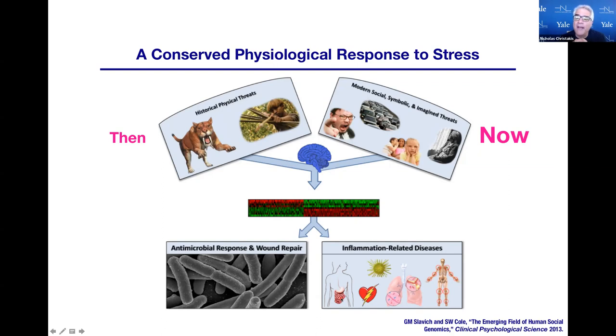So social, symbolic, or imagined threats occurring in the contemporary social environment activate, in other words, it's a misfire, these ancient pathways that evolved for different sorts of threats. And because this system can be activated even by imagined social threats, in the absence of an actual physical threat, you can get chronic activation of this system. And this can promote the development of several inflammation-related conditions, including cardiovascular disease, depression, neurodegenerative disorders, and even certain cancers. And these psychiatric and physical conditions can cause substantial morbidity and come to dominate modern mortality.